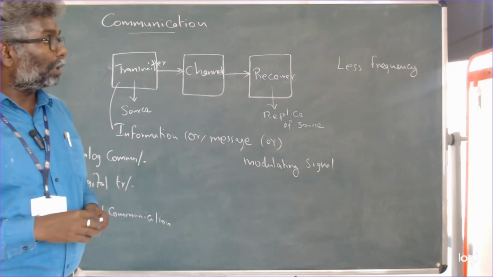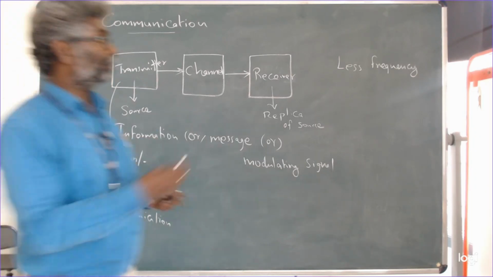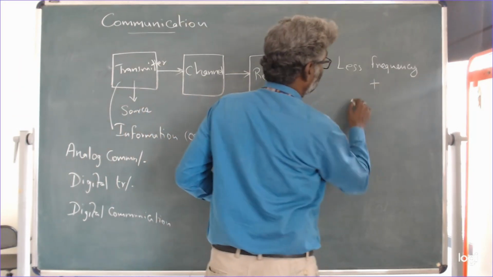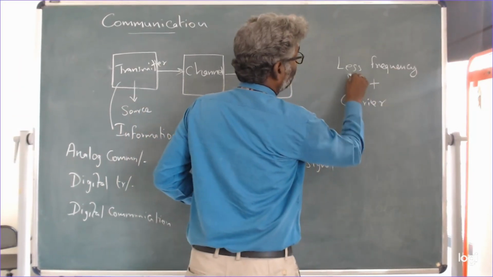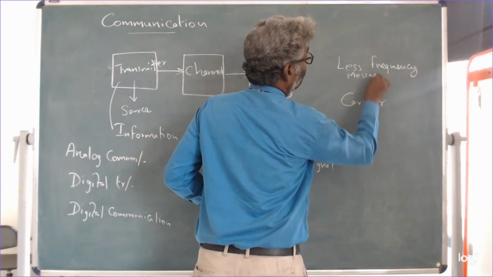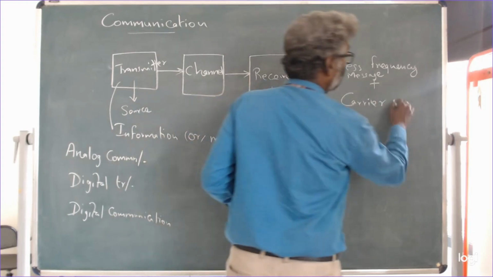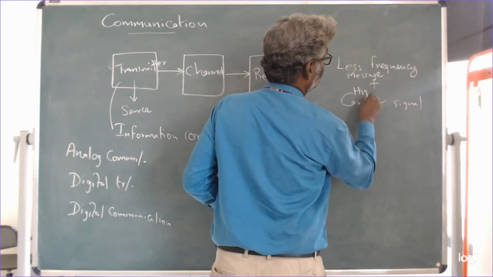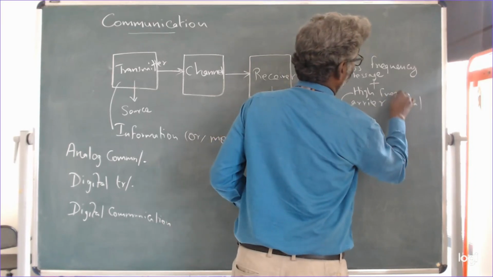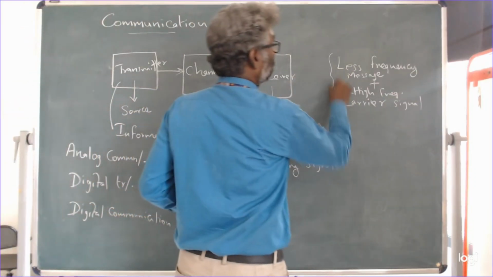So now what we have to do is add something to the information. That is called a carrier. We have a low frequency message, so we have to add a carrier signal to it, obviously a high frequency carrier signal. This process is called modulation.